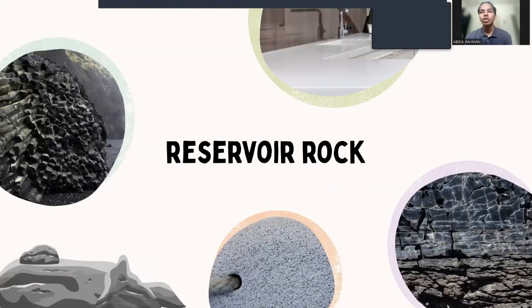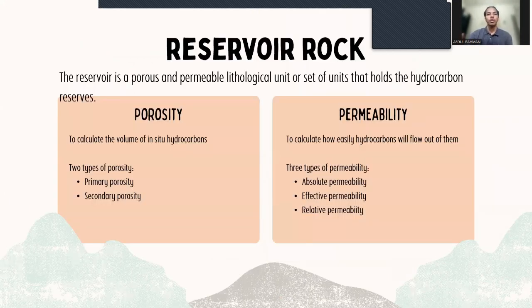Okay, thank you, Subbha. So I will continue about the reservoir rock. So for the reservoir rock, what is reservoir rock? The reservoir rock is a porous and permeable lithological unit or set of units that hold the hydrocarbon reserve. So there are two things, which is porosity and permeability. Porosity is to calculate the stock tank oil initially in place or gas initially in place. So there are two types of porosity, which is primary and secondary.